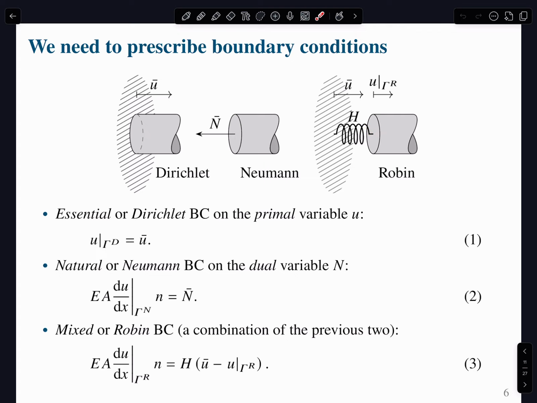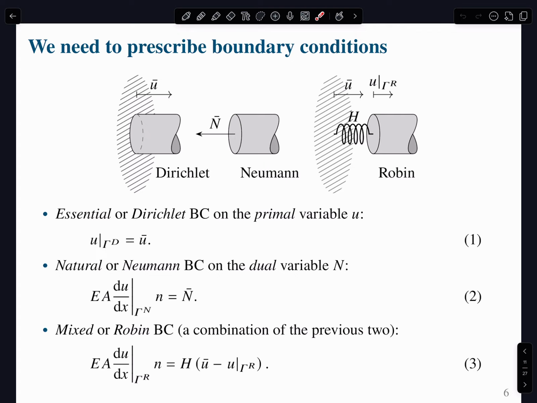Conversely, if I now have a very, very soft or compliant spring, it really doesn't matter what I do here, does it? I can apply whatever, and of course, some force is going to be applied, multiplied by that spring. But you can think of this Robin type of boundary condition as being some sort of combination between the two.